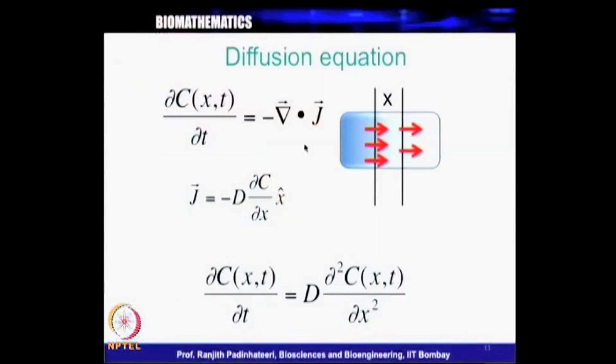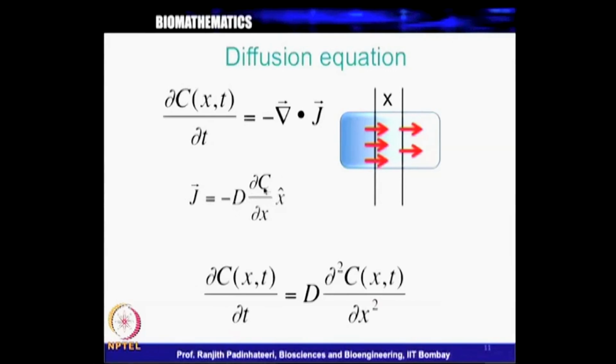Now, let us go to the next step. So, now we had this continuity equation. We also had that j is minus d del c by del x. This is something that we said in the beginning. That means the flow is essentially due to the change in concentration. If there is no change in concentration, there is no flow. If there is a change in concentration, del c by del x, then there is a flow, the flow due to change in concentration.